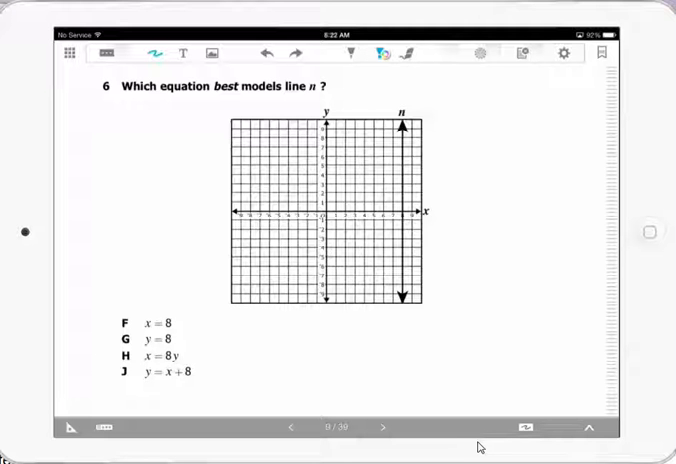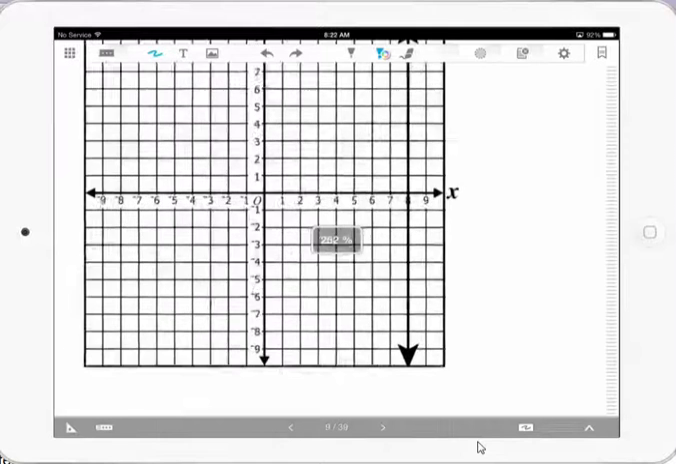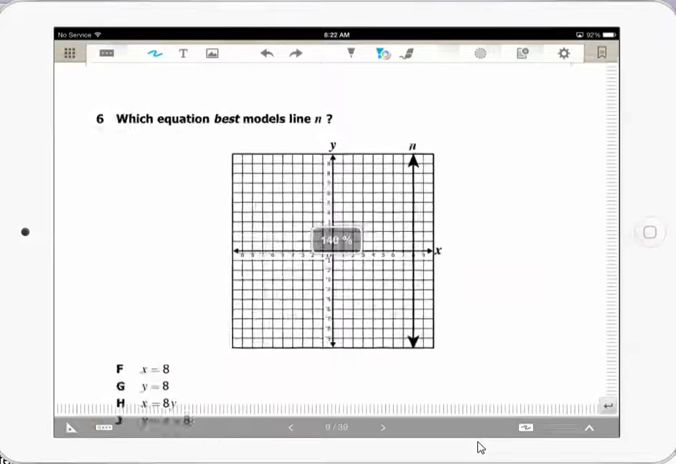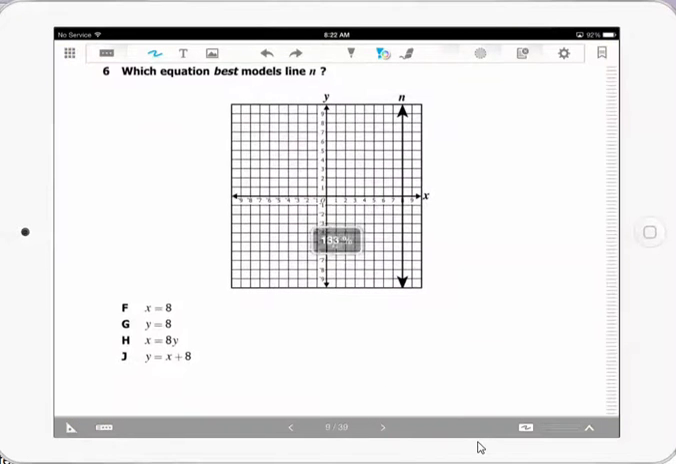One more problem for your proficiency exam training. Problem number 6, which equation best models line n? And I hope you can see that line n, right? We're dealing with a line that is vertical to the x-axis, and if you guys remember, this line will have an undefined slope, okay? And why?